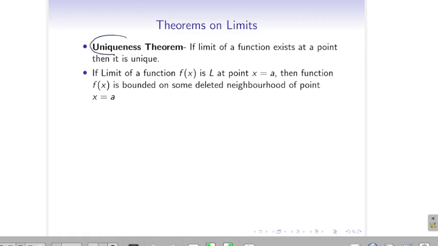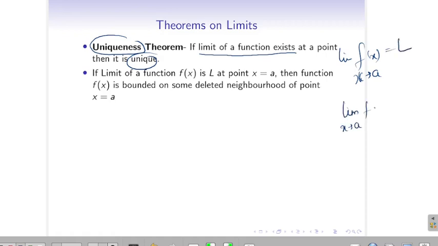As the name suggests, it says if the limit of a function exists at a point, then it will be unique. It means I can't say I have a function and I want to find the limit as x tends to a, and in one case it becomes L, and in another case at the same point, for the same function, it gives M. This is not a possibility.